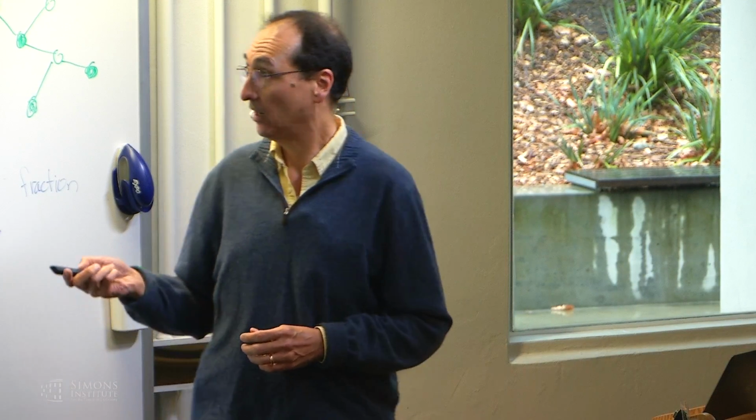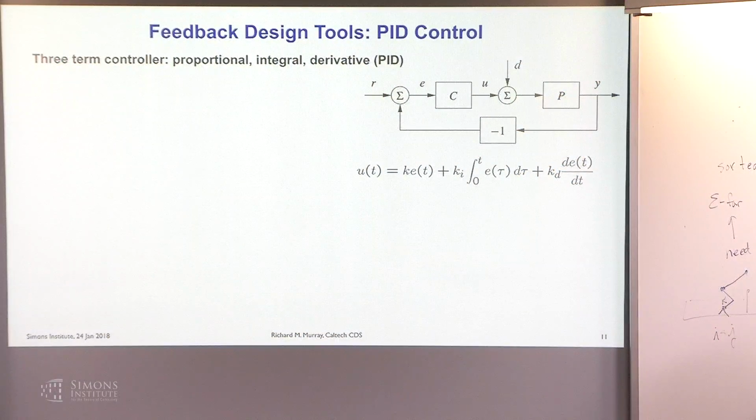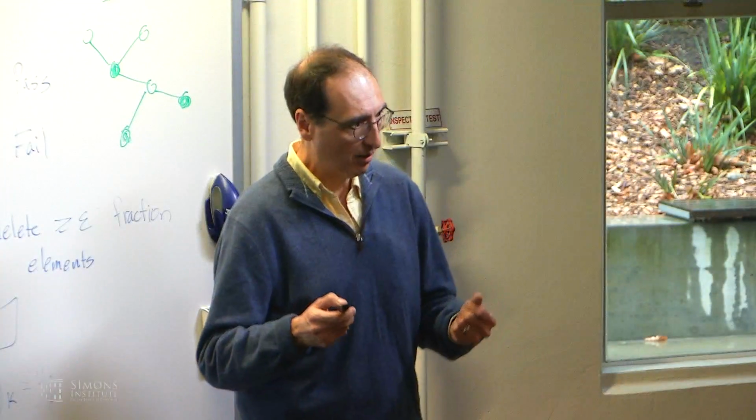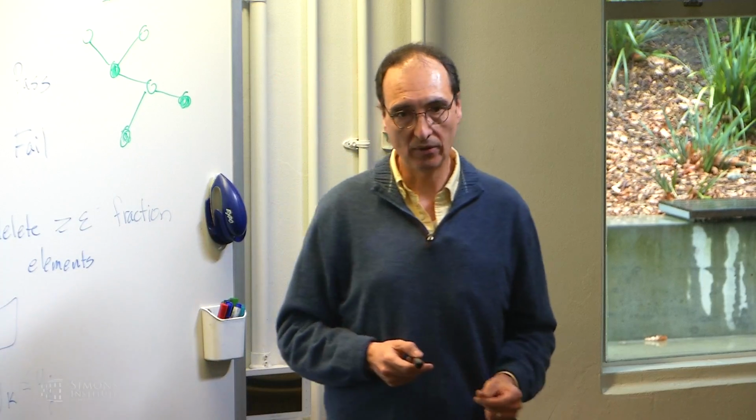I'm going to take the error that I have, that's the difference between my reference, which is what I'd like to be doing, temperature in the room, speed of the car, number of servers that are online, whatever it is. I'm going to take that error and multiply it by some constant k. The bigger the error, the more input that I'm going to apply, right? Simple enough. But I'm going to add two other terms.